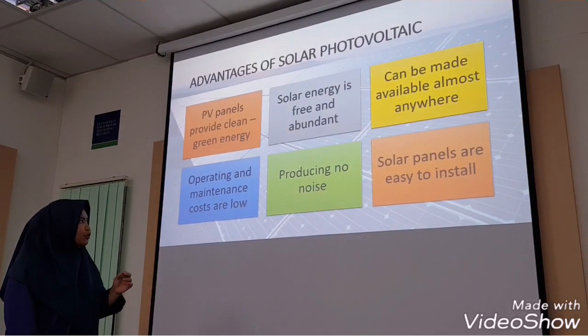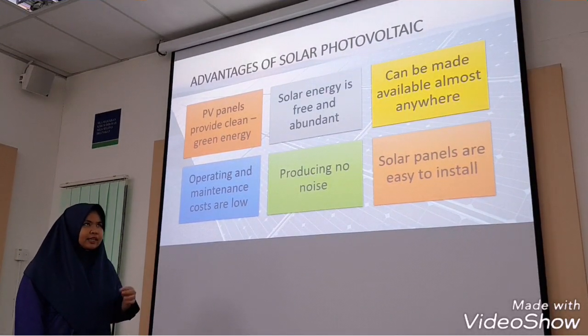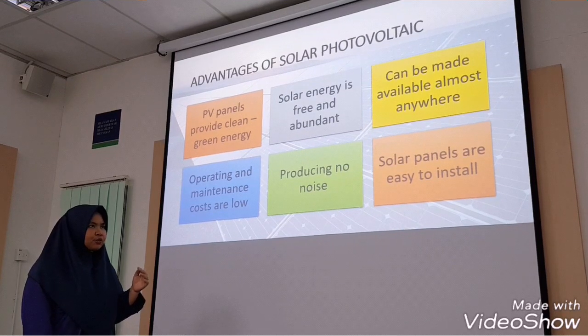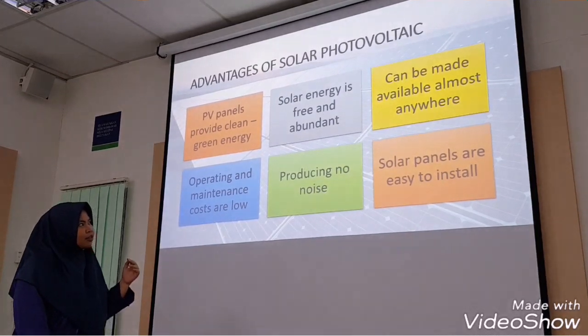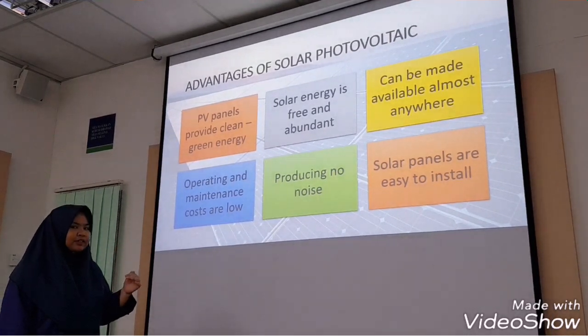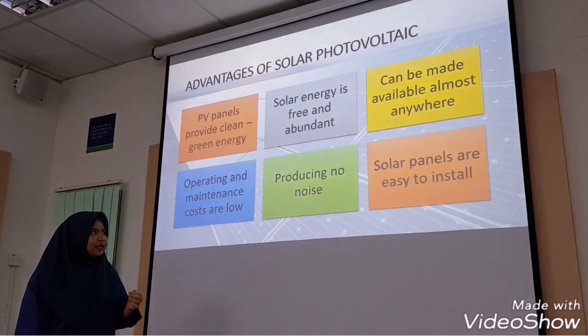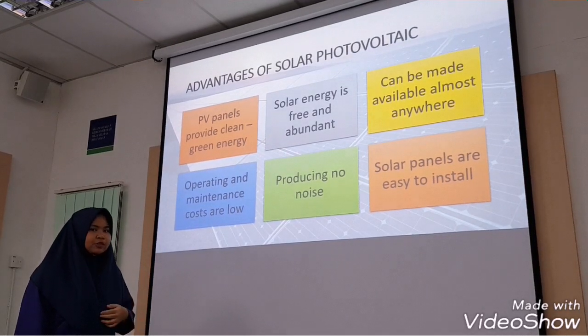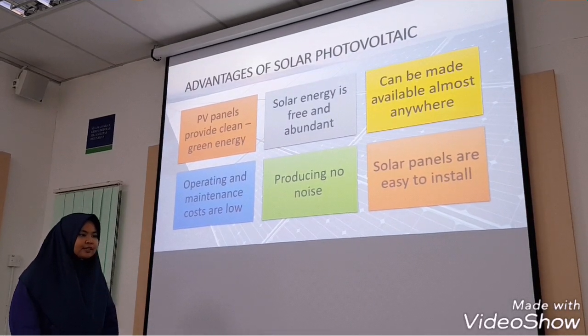So then it produces no noise, and that makes it suitable to be used in residential areas. And lastly, solar panels are easy to install on the rooftop. Okay, next.